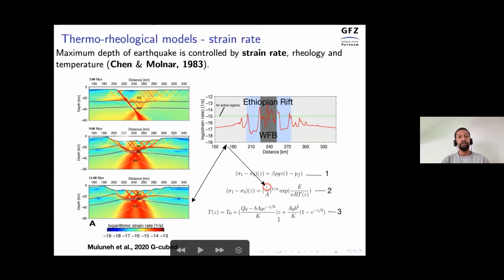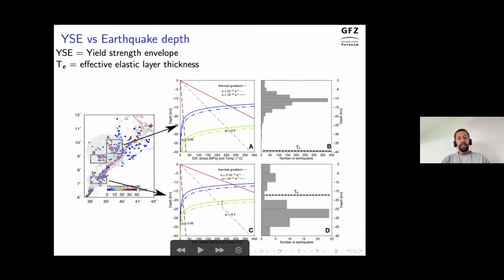So we try to see how the strain rate controls this deformation. From our previous observation, our model result indicates a similar geodetic strain rate. So we plug in these values using this simple analytical approach. We build a yield strength envelope, or Christmas tree, and we show that this is for the plateau and this is for the rift. So the observed seismicity cannot be explained by the yield strength envelope.